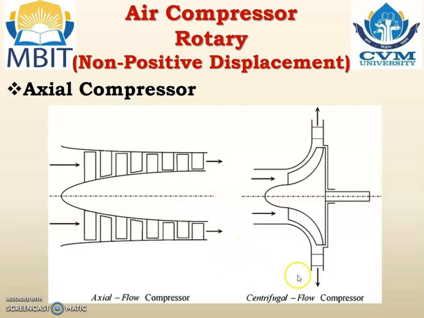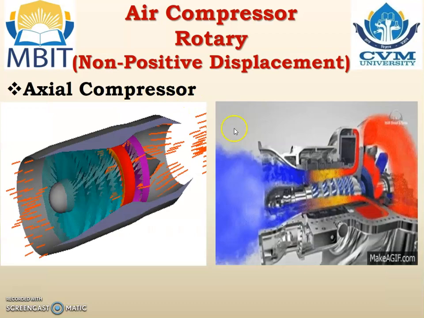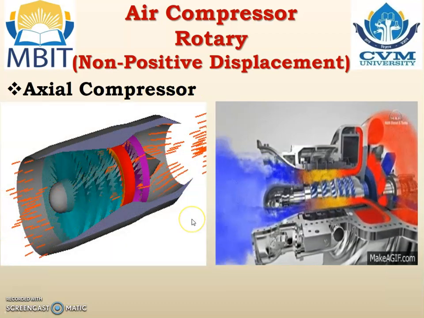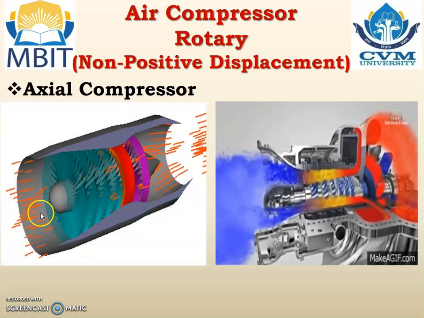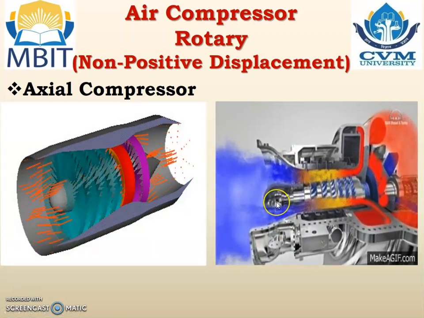While in case of centrifugal flow compressor, the flow is radial type. You can see air enters at the center and comes out from the radial direction. So it is the radial flow compressor. Here we are going to study about the axial flow compressor. So these are the animation for the axial flow compressor in which you can see the flow of air is parallel to the axis.